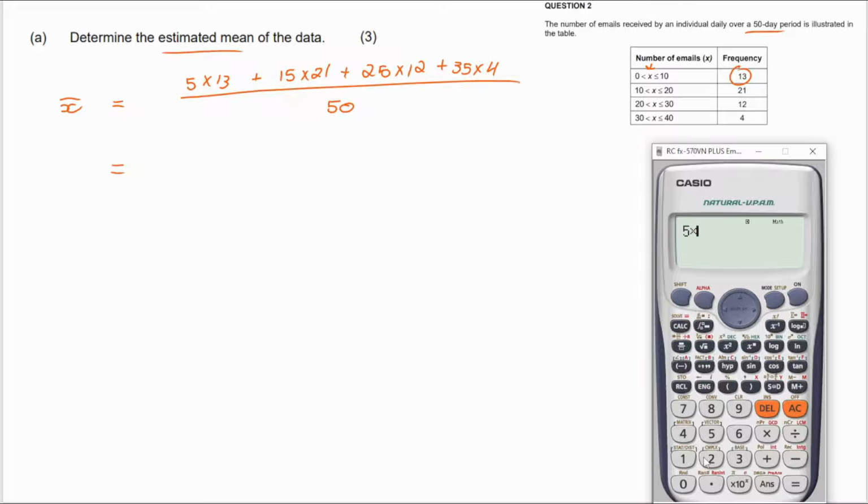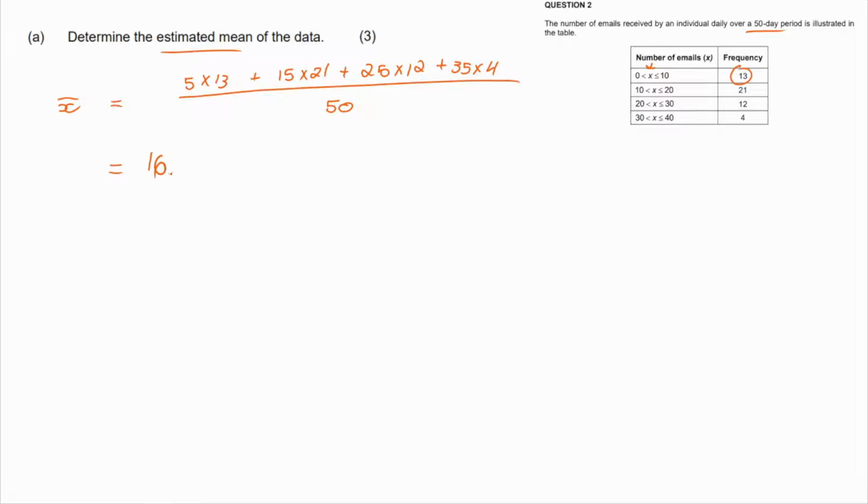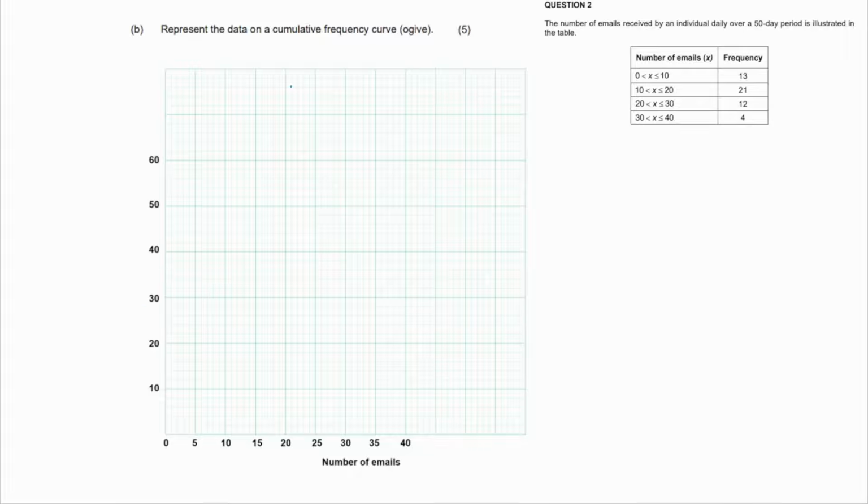We're going to get 5 times 13 plus 15 times 21 plus 25 times 12 plus 35 times 4. We take that, divide by 50, and we get 16,4. Okay, we don't need units over there. Cool, just 16,4. Now they say represent the data on the cumulative frequency curve, ogive, cumulative frequency.